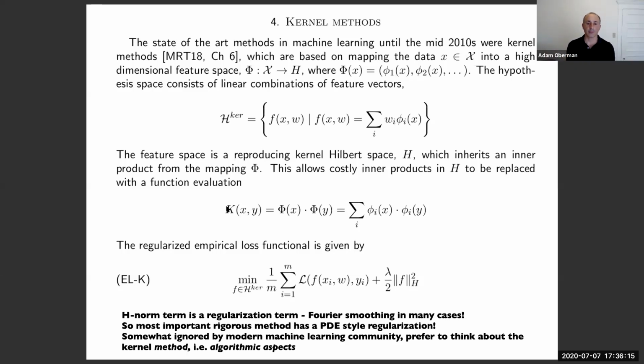In general, in high dimensions, it's hard to compute an inner product to integrate function 1 against function 2 because it's a high dimensional integral. But anything that's a kernel, a reproducing kernel Hilbert space, allows you to replace integration, so inner products in the Hilbert space, with a dot product in a lower dimensional space.